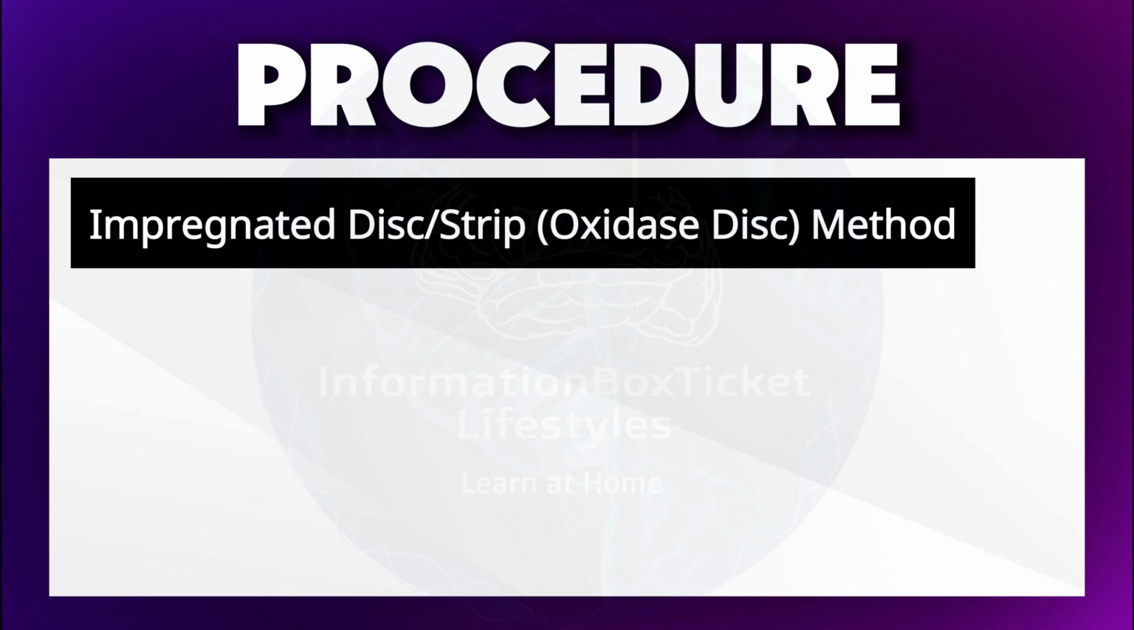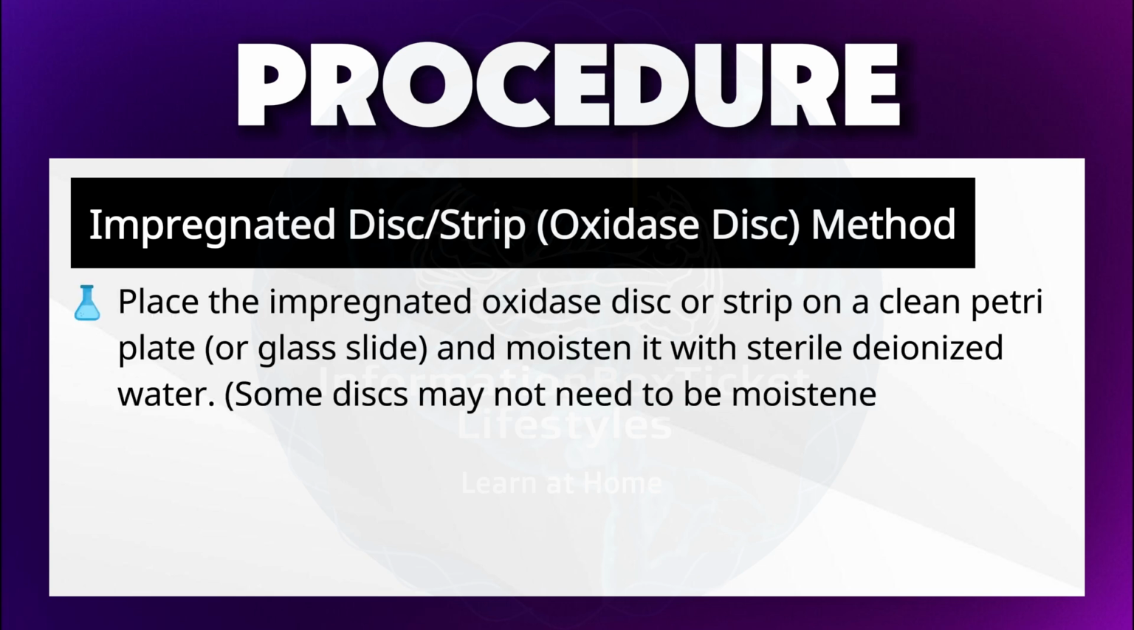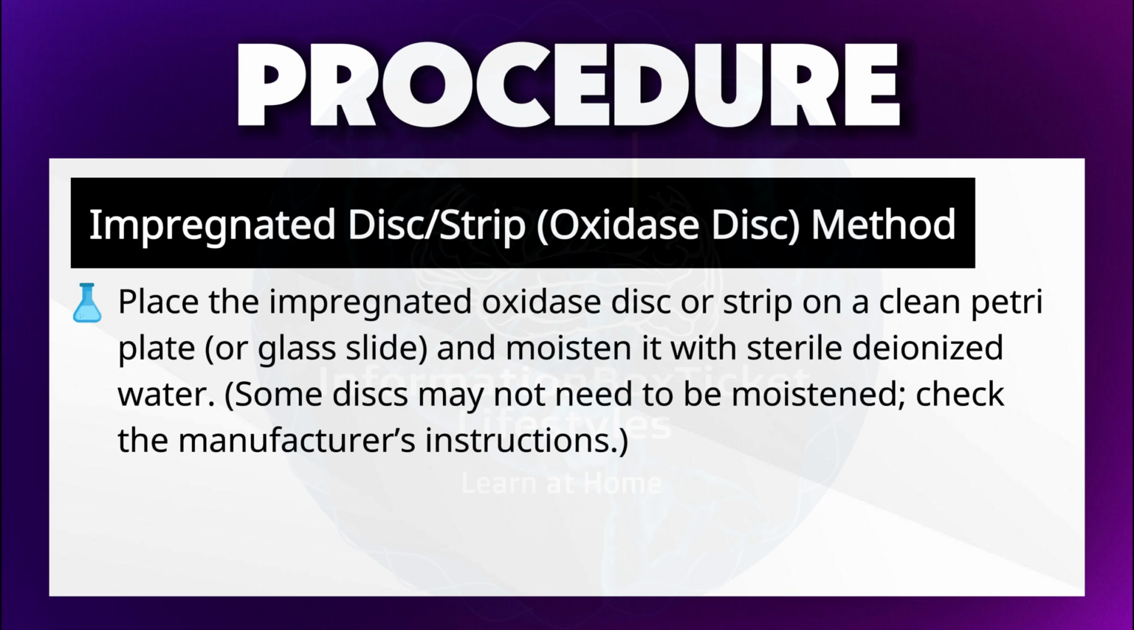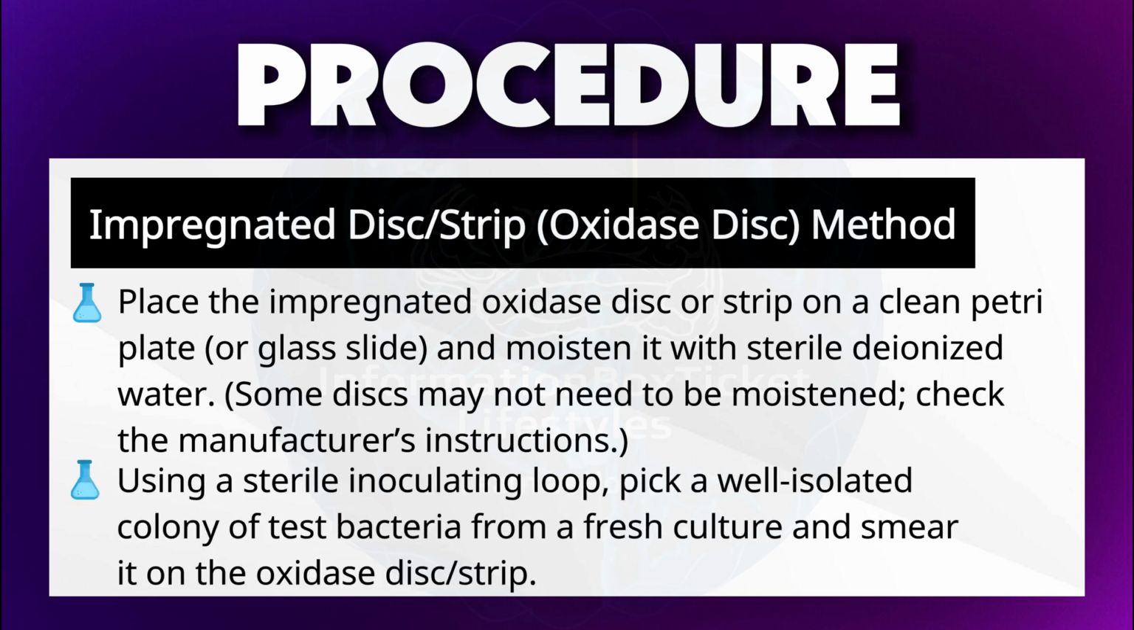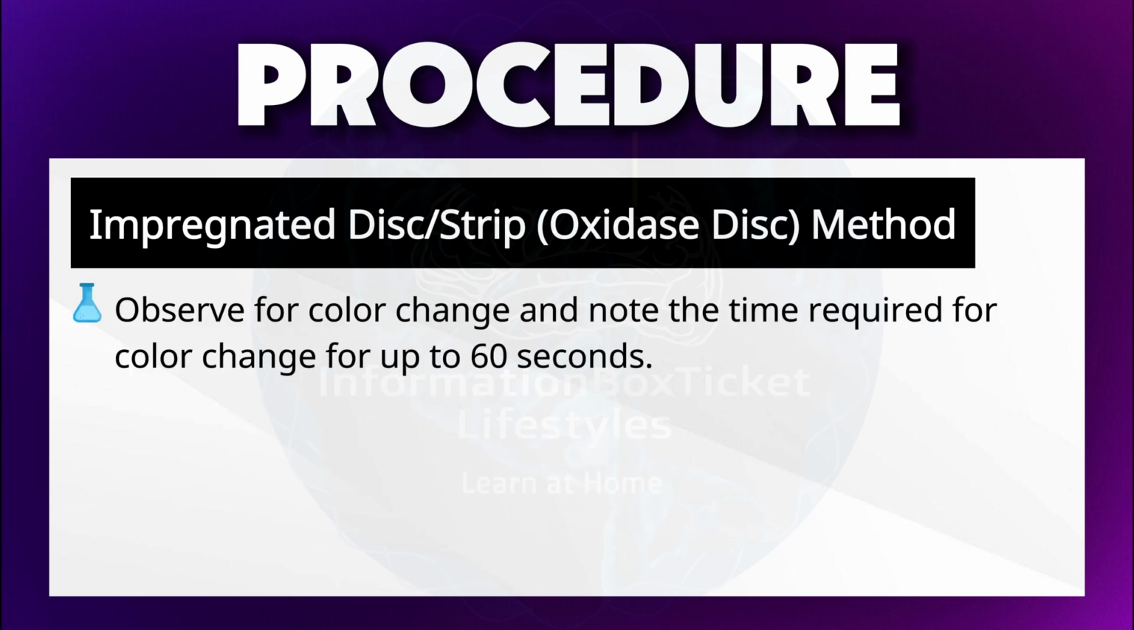Impregnated disc strip. Oxidase disc method. Place the impregnated oxidase disc or strip on a clean Petri plate or glass slide and moisten it with sterile deionized water. Some discs may not need to be moistened. Check the manufacturer's instructions. Using a sterile inoculating loop, pick a well-isolated colony of test bacteria from a fresh culture and smear it on the oxidase disc strip. Observe for color change and note the time required for color change for up to 60 seconds.